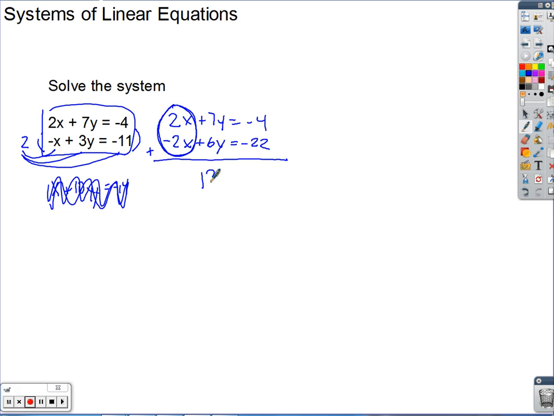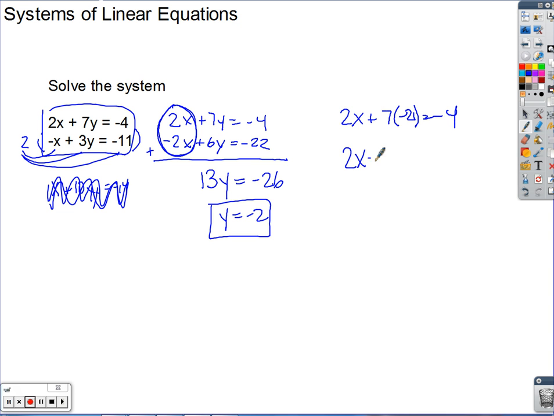So 7 plus 6 is 13y equals negative 26. Therefore, y is negative 2. Don't stop there. Once you solve for y, solve for x. You can plug that y into either equation. So 2x plus negative 14 equals negative 4. So 2x equals 10. So x is 5.